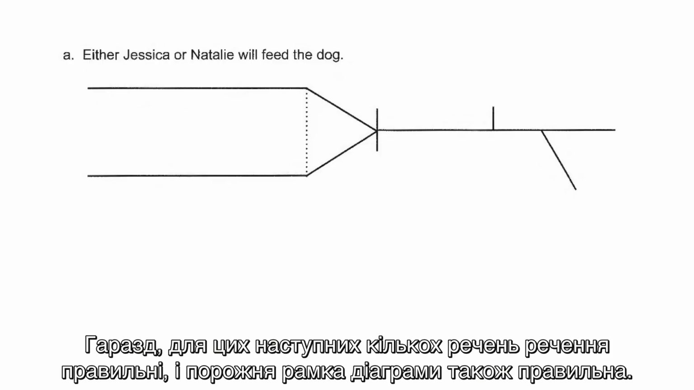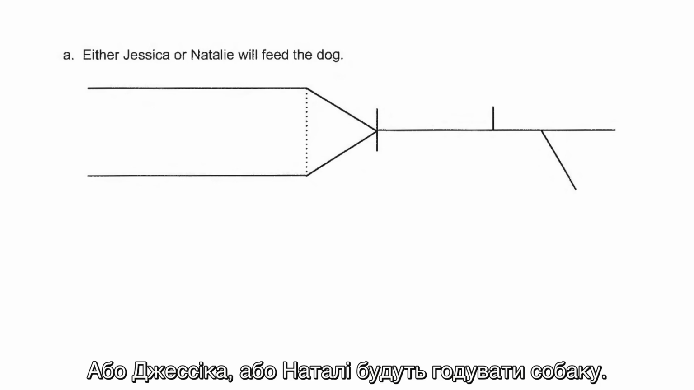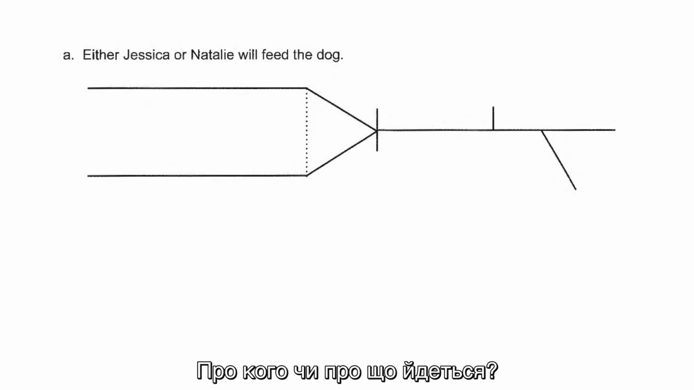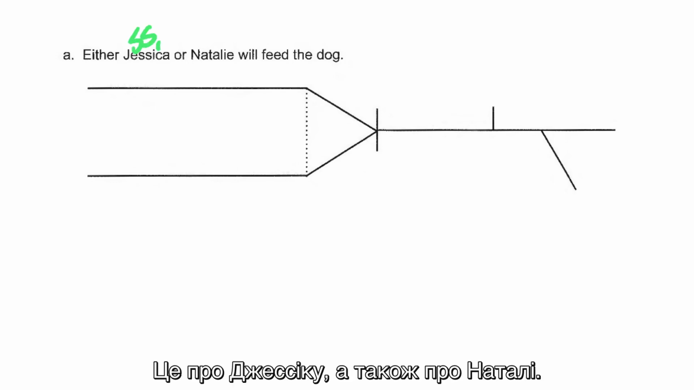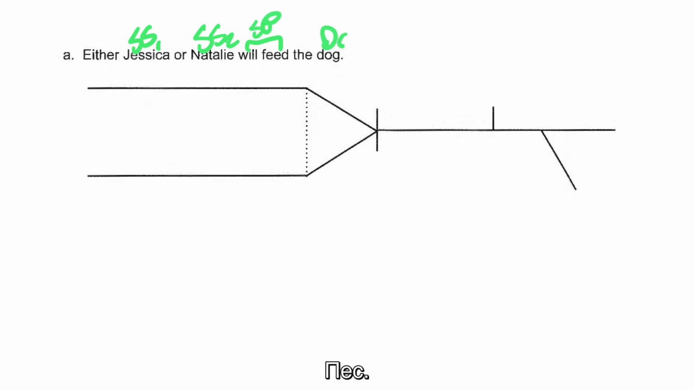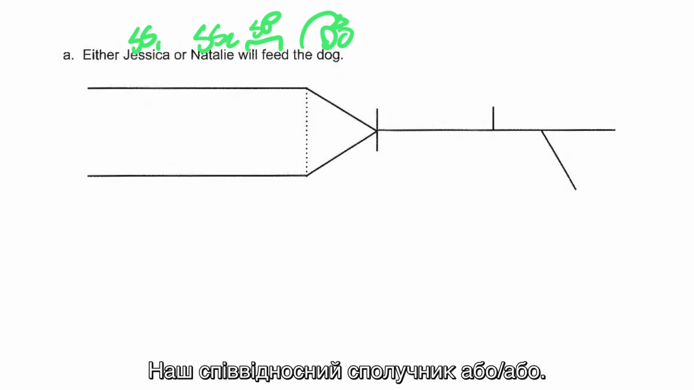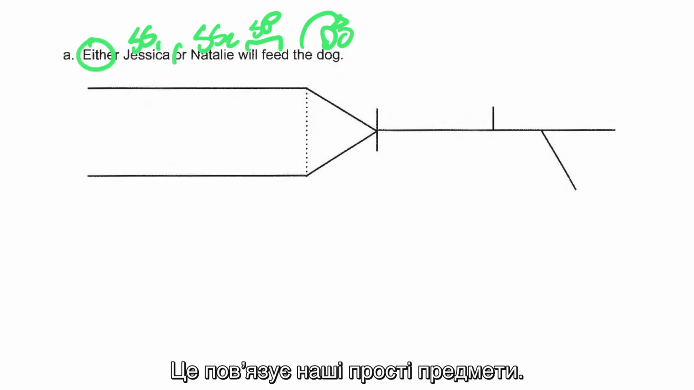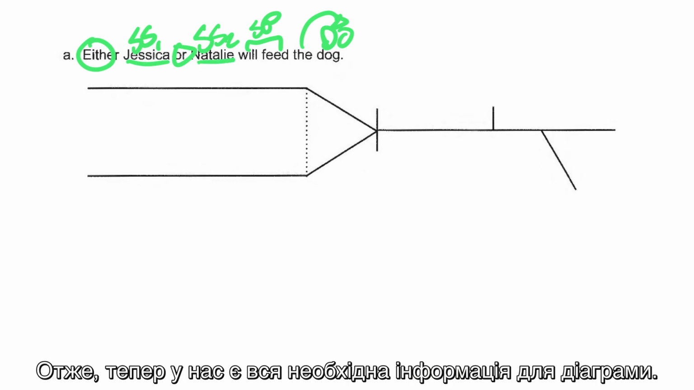Okay, for these next couple sentences, the sentences are correct and the empty diagram frame is also correct. Either Jessica or Natalie will feed the dog. Who or what is this about? It's about Jessica, and it's also about Natalie. What will they do? Will feed. Will feed what? Dog. Which dog? The dog. Our correlative conjunction is either or. It's connecting our simple subjects. So now we have all the information we need to diagram.